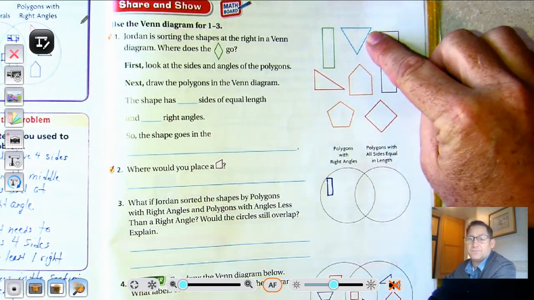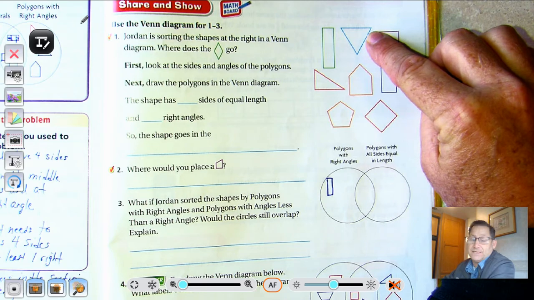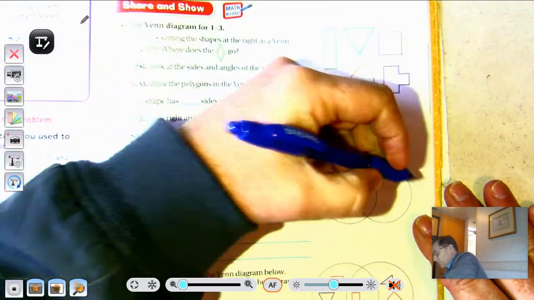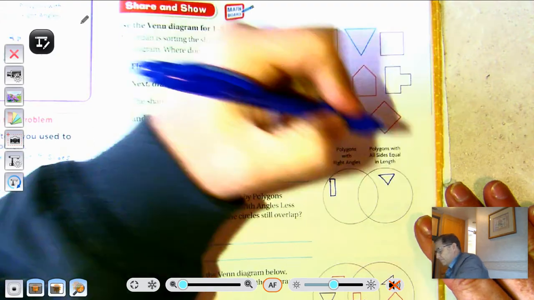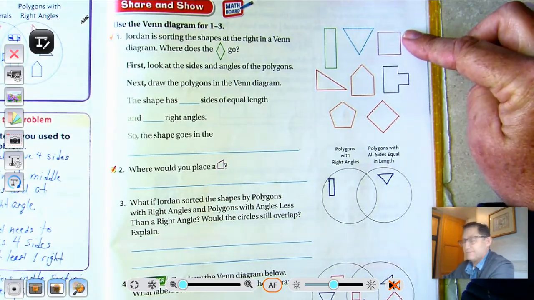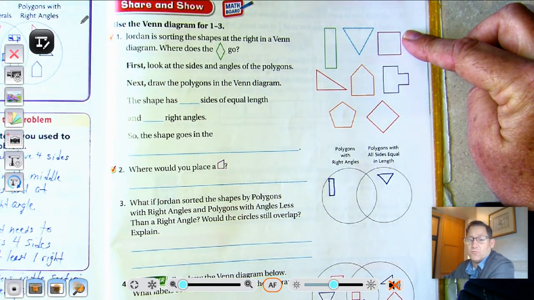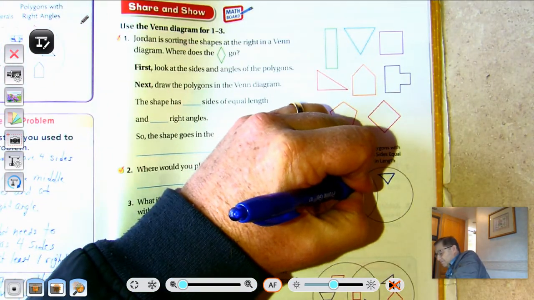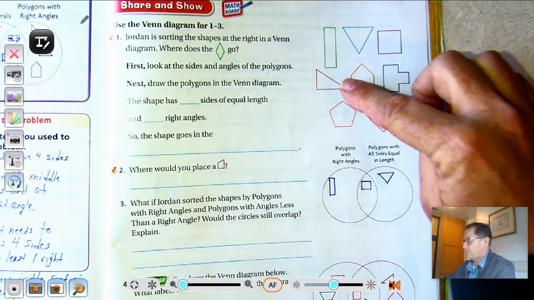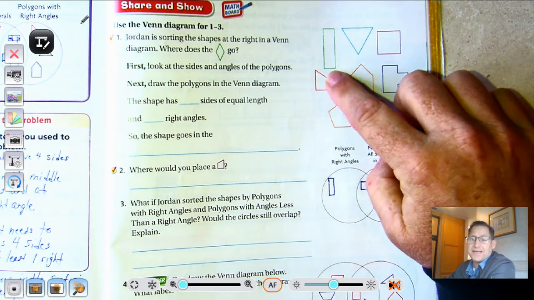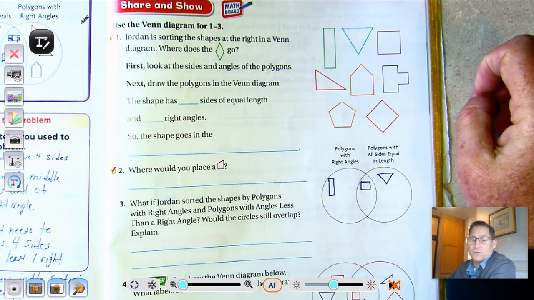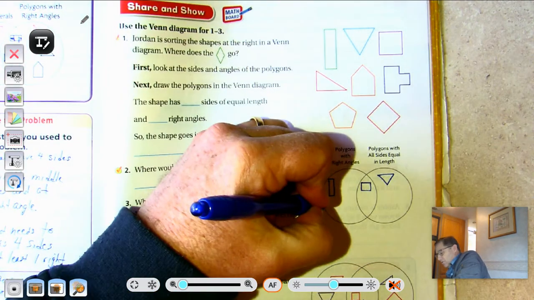How about the triangle? It doesn't have any right angles. Polygon with all sides equal? Yeah. I'm going to put the blue triangle there. And the square. Okay, the square has to have all sides equal, but it also has right angles. So I'm going to put that in the middle. Okay, now this triangle does have a right angle, but all its sides are not equal. So that would go down here.